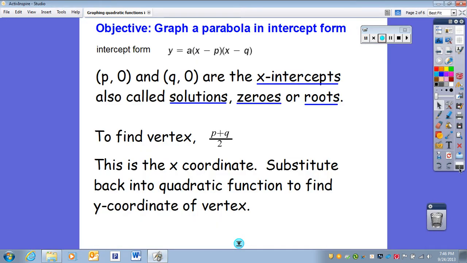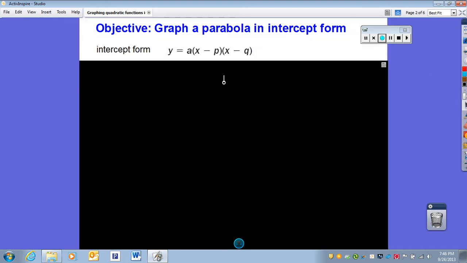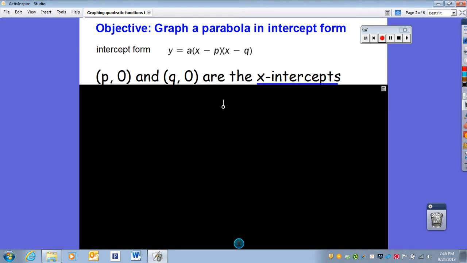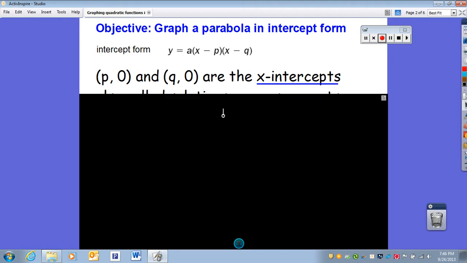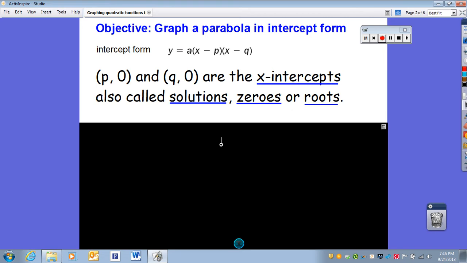First, some reminders. When we are graphing in intercept form, we want to remember the form of the equation, which is y equals a, the leading coefficient, times x minus p and x minus q, where p and q are our x-intercepts. Those are the points that are crossing the x-axis. These are also called solutions, zeros, or roots.